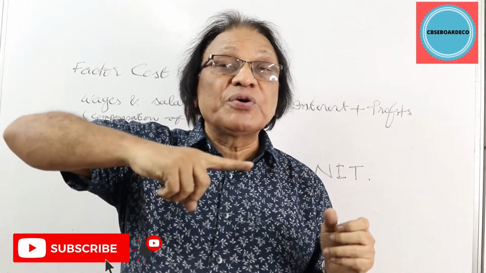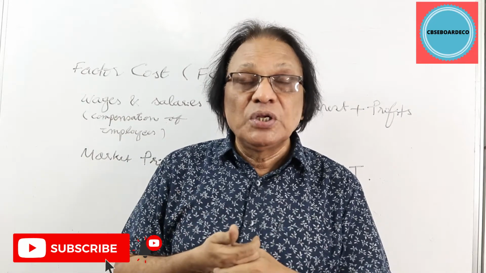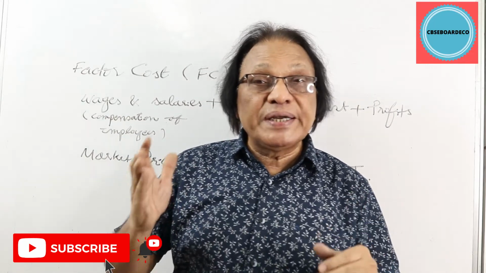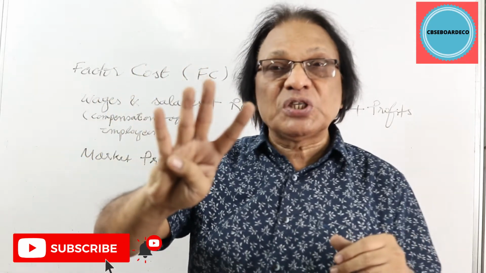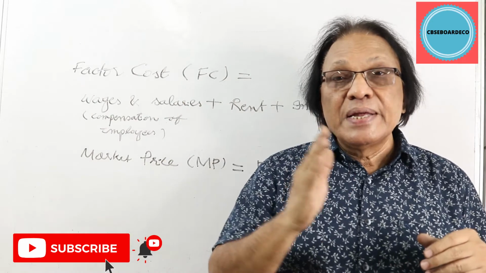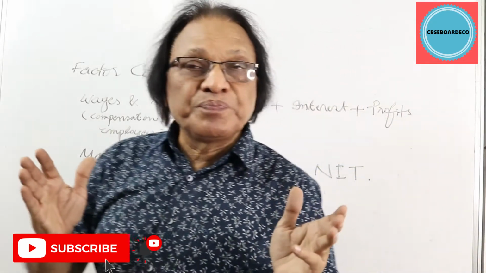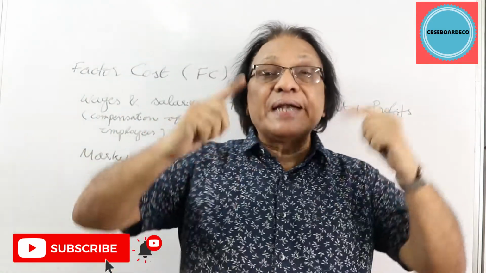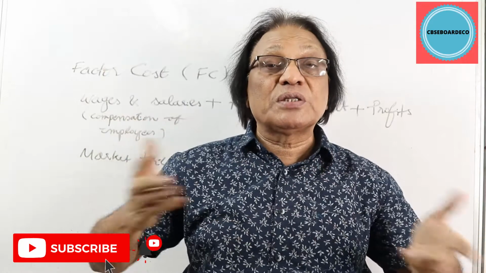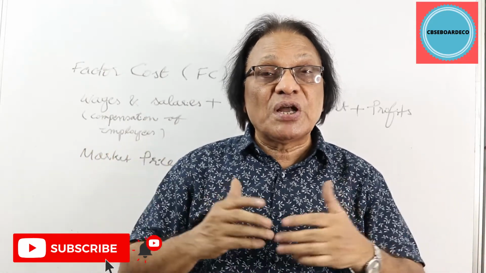In the last video, you have seen what exactly is factor cost. I repeat once again. To produce a commodity, the firm has to use the four factors of production, which are these: land, labor, capital, and entrepreneurship. Without this, the firm cannot produce anything. Land, labor, capital, entrepreneurship. These are called four factors of production. Hence, we discussed it last time.